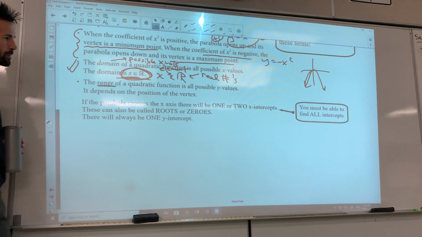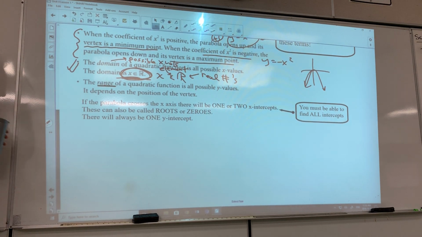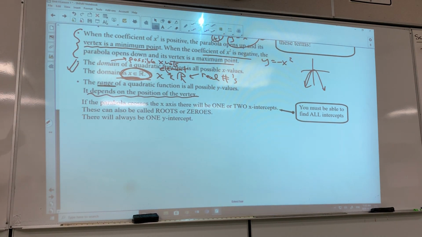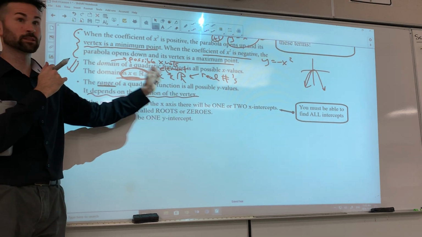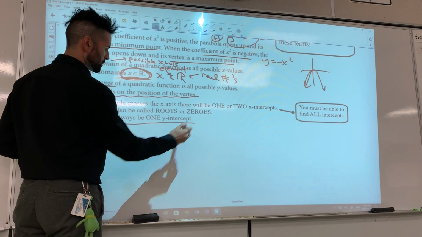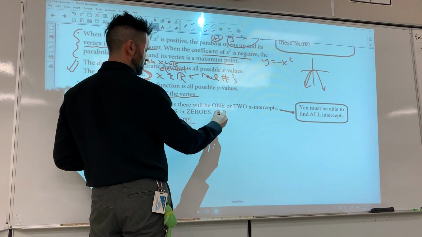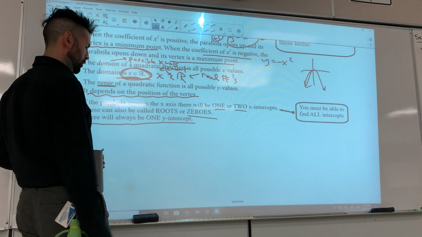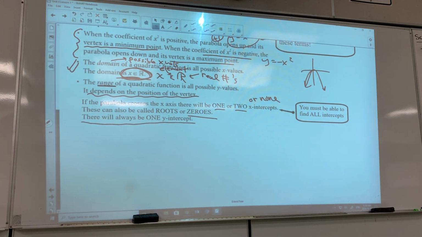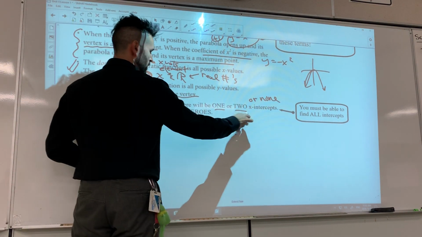Okay, the range is more complicated, but it's all the possible y values, and it's going to depend on where the vertex is, so that's a case by case. When we figure out the range, we have to look at our graph or our equation, and I can't just say here's the answer always. What I can tell you is it depends on the vertex. All right, what else? When the parabola crosses the x-axis, there's either going to be 1 or 2 x-intercepts, or no x-intercepts. There will always be a y-intercept, but as far as x-intercepts go, there could be 1, 2, or none. Oh wait, they're called zeros.